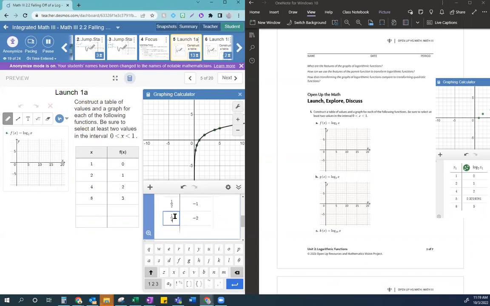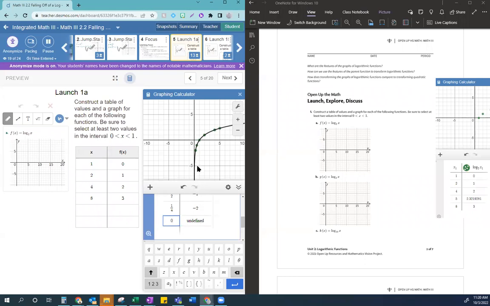Oh, 1/4. Oh, I see the pattern, Miss Johnson. Now do you see the pattern? We don't want to put 0 in. Anybody know what happens when I put 0 in? Yeah, it's undefined. Shown by the graph, right? It's getting closer and closer and closer. Shown by the table, it's undefined.